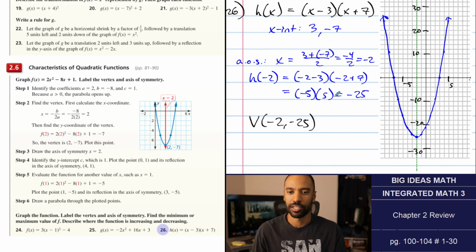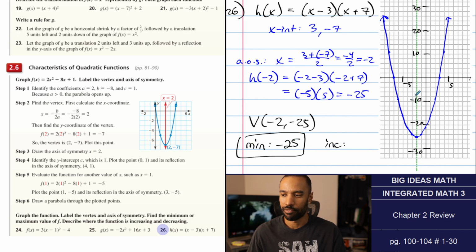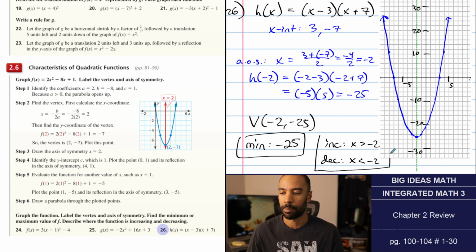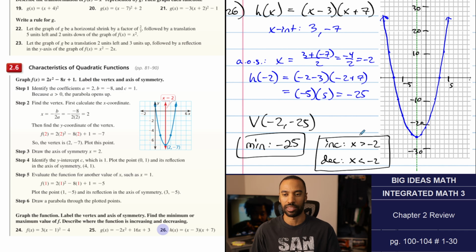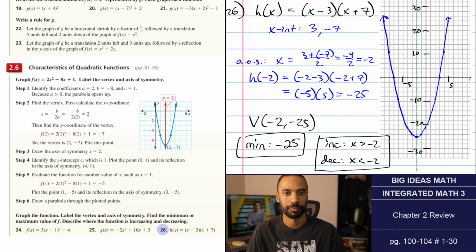All right, 2 more things to answer within this. We want to get the minimum, which this has as it's upward facing. The minimum's negative 25, and this is increasing to the right of our axis of symmetry. It's decreasing to the left of it. So when x is greater than -2, we're seeing an increase. When x is less than -2, we're seeing a decrease because it's going down as we go to the right. And by the way, that behavior is something we're going to speak on a lot when we hit the next chapter on polynomial functions, in intervals where something's increasing or decreasing. I assume that's what they're going to ask.